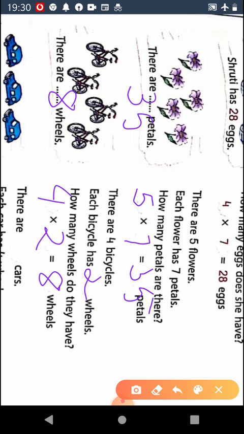So when we multiply, we write the number of things first. Like in the previous example, since there were 5 flowers, we wrote 5, and each flower had 7 petals, so 5 into 7. Then 4 bicycles having 2 wheels each, so 4 into 2 is equal to 8.